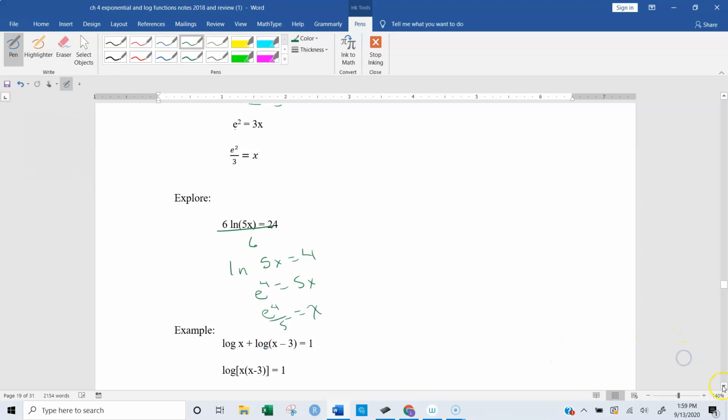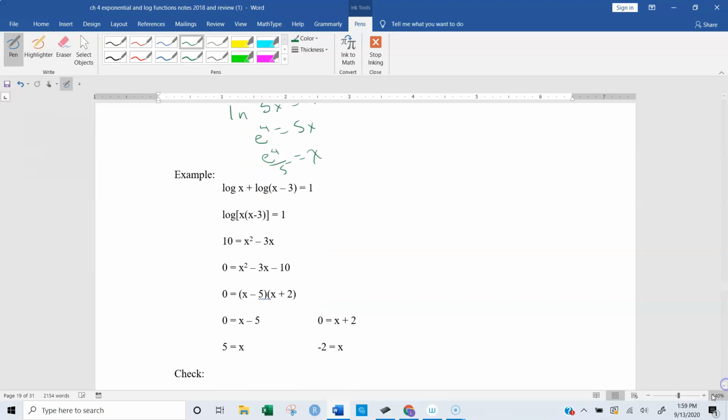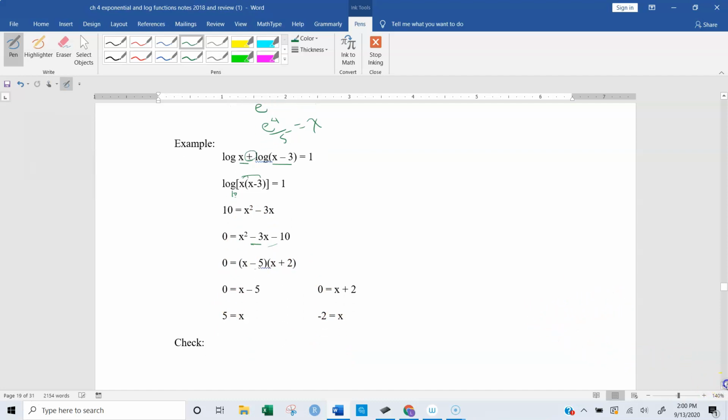All right, next, we have like bases, which is nice. So now we're going to use what we know about logs. Like bases means when I'm adding, I am multiplying. So I can take x times (x minus 3). Okay, this is log base 10, so I know 10 to the first equals x squared minus 3x when you do your distribution. Subtract your 10 over. This is a nice factor, so we're going to do that, minus 5 and plus 2, which means x equals 5 and x equals minus 2.